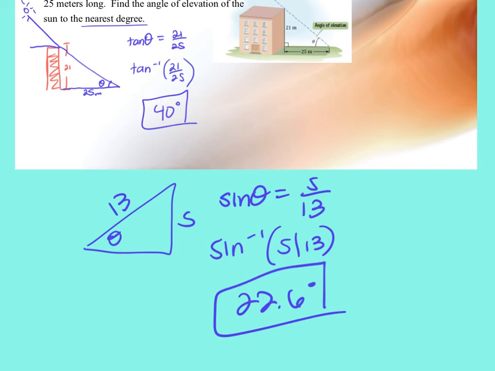If it's the angle of elevation, why does the line go down? So elevation is from ground up. Oh, okay. Does that make sense? It's to the sun, not from the sun. Correct. Okay.